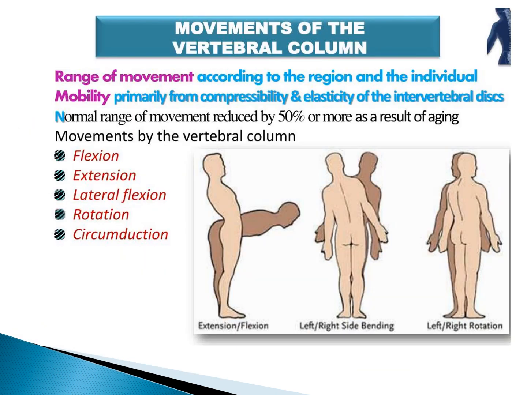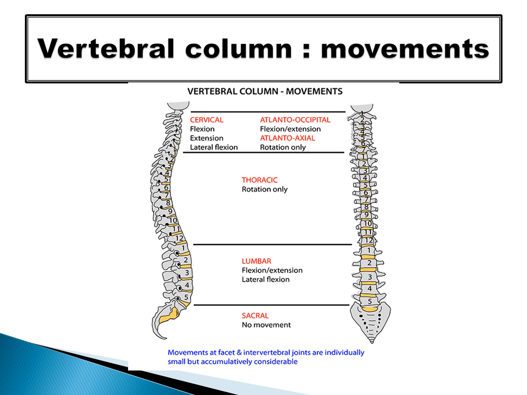So movements of the vertebral column: there is a wide range of movement in the regions, and individual mobility is also present, and this is mainly due to the elasticity of the intervertebral disc. Normal range of movement is reduced by 50% or more as a result of aging. The vertebral movements are flexion, extension, lateral flexion, rotation and circumduction. These movements are performed at various joints of the vertebral column. In the cervical region, we have flexion, extension and lateral flexion, mainly at the atlanto-occipital and atlanto-axial joints.